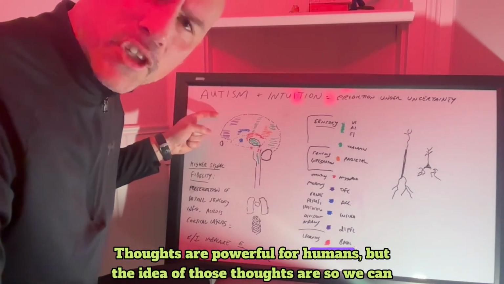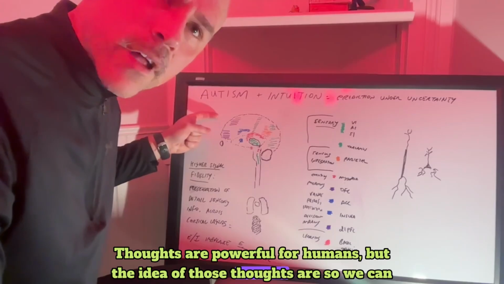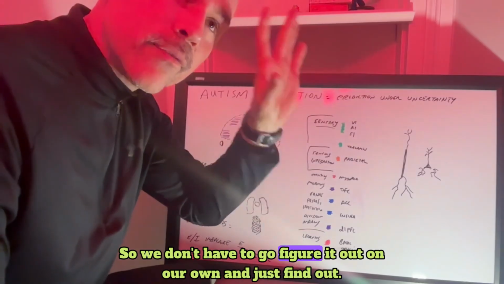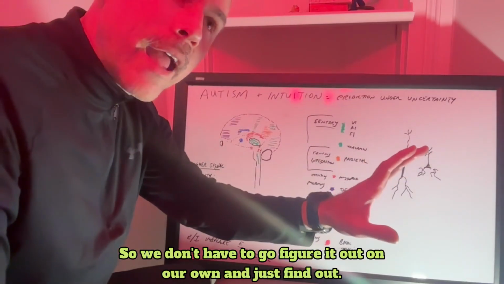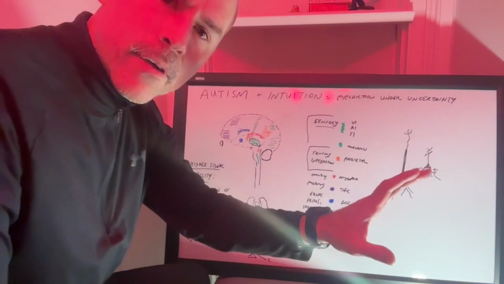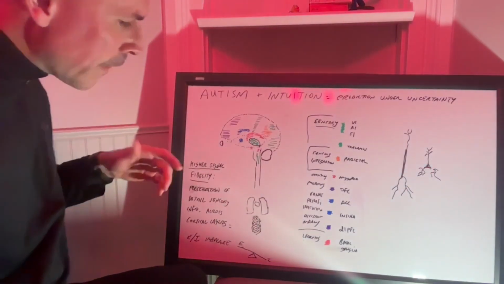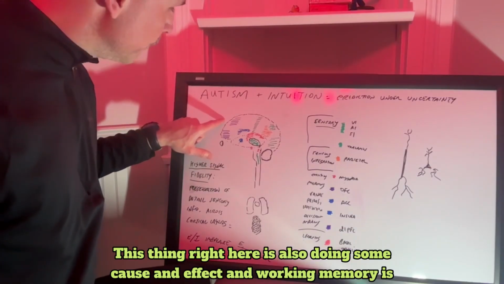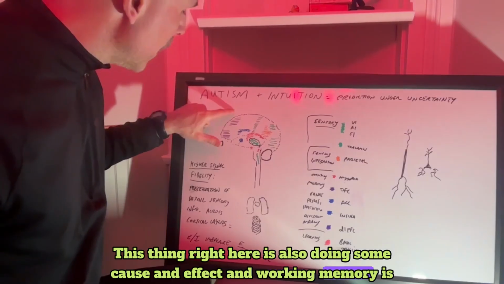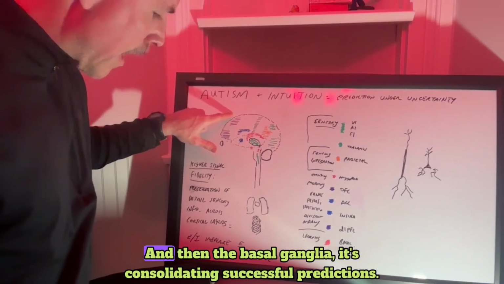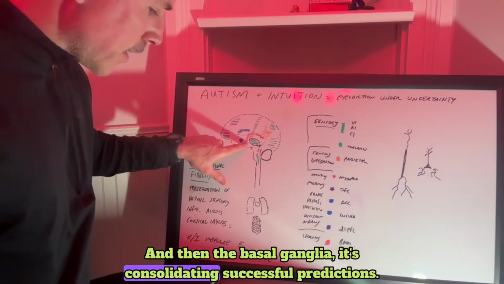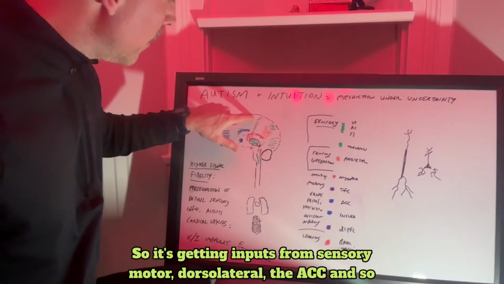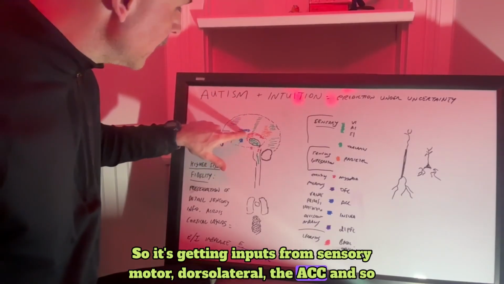Thoughts are powerful for humans. But the idea of those thoughts is so we can let them play out and die, so we don't have to go figure it out on our own and just find out. We can run models. So this thing right here is also doing some cause and effect, and working memory is big here. And then the basal ganglia, it's consolidating successful predictions. So it's getting inputs from sensory motor, dorsolateral, the ACC, and so forth.